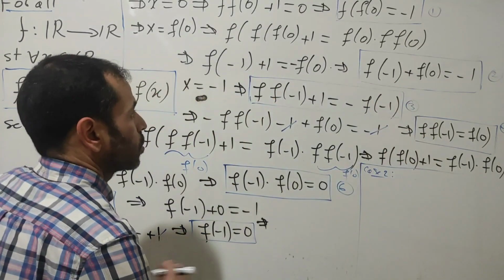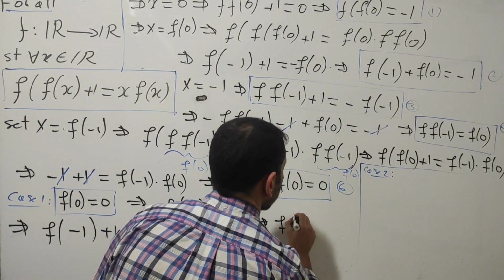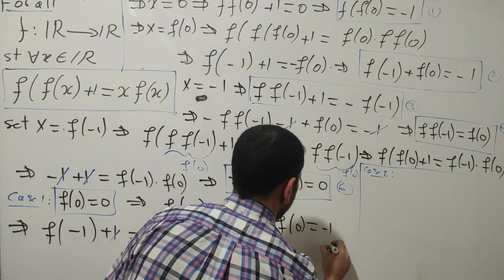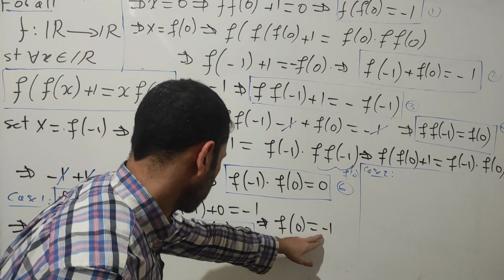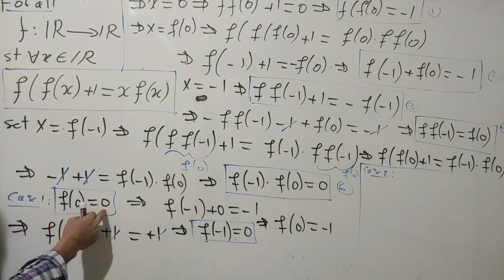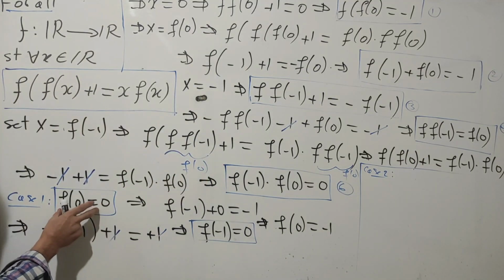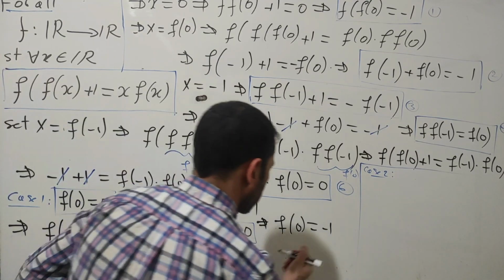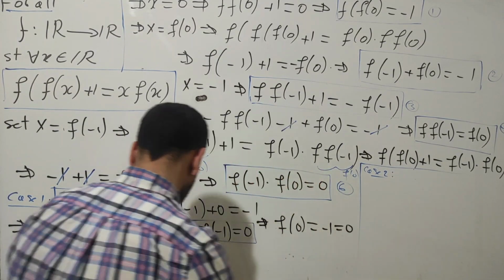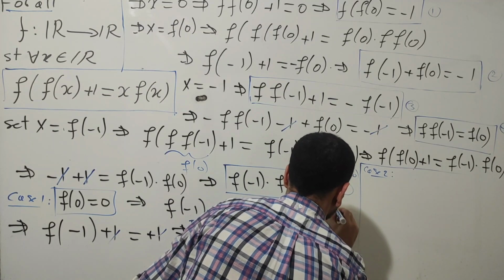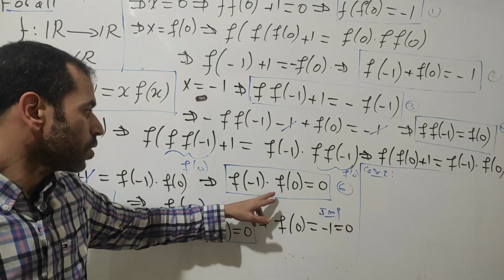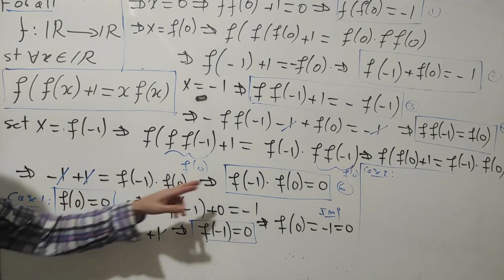So I will be left with f of 0, which equals minus number 1. Remember, f of 0, which equals minus number 1, also equals 0, as the assumption that we have chosen before. Which equals 0. It's clearly a contradiction. It's impossible. Now this statement f of 0 equals 0 was false.